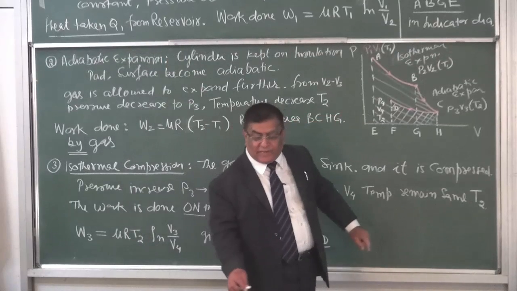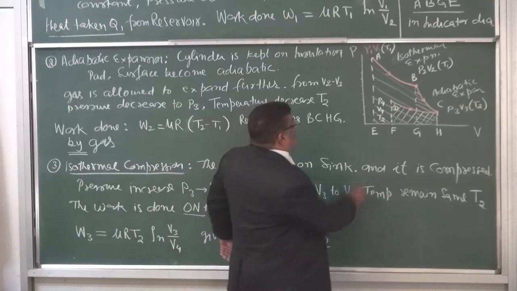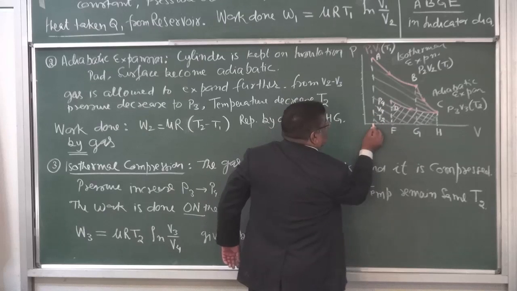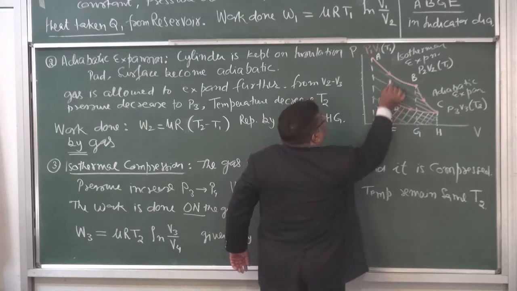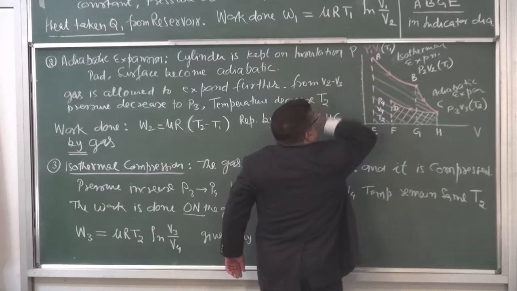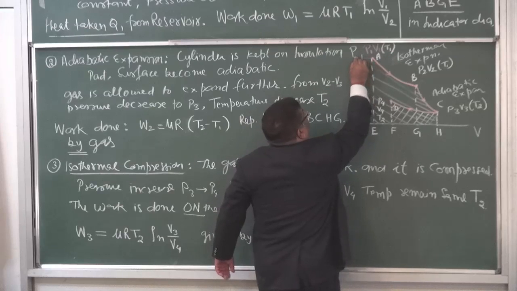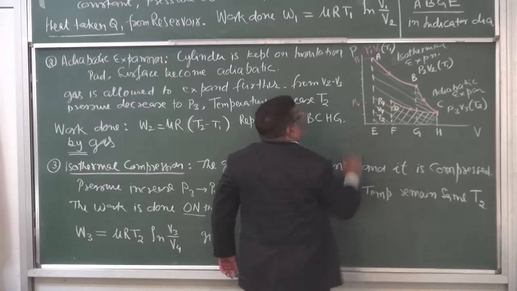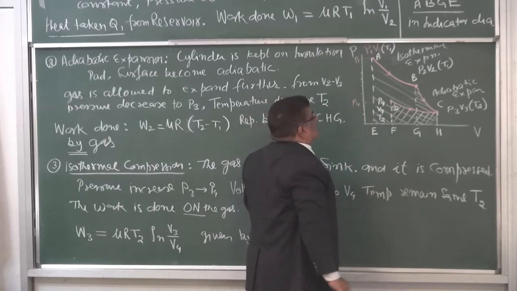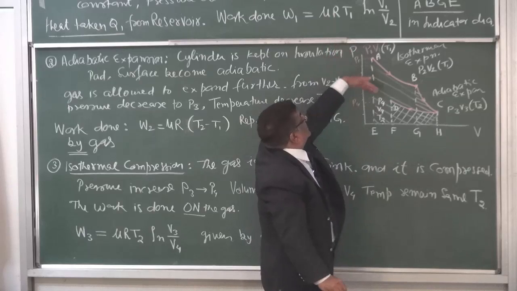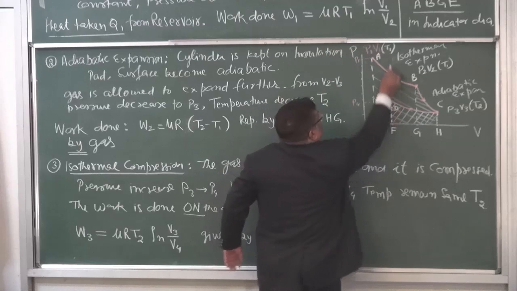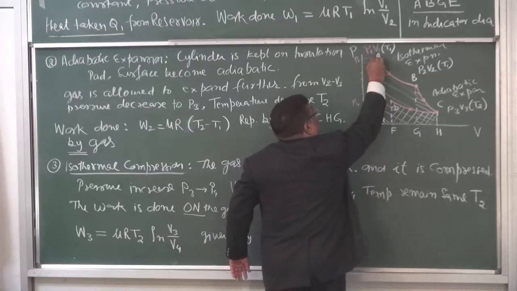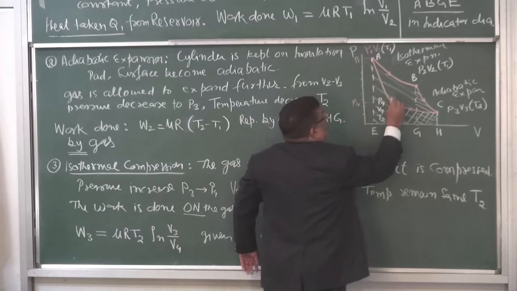Here we compress it. From here we will compress so that the volume will decrease this much and the pressure increase this much. This is pressure P1, this is pressure P4. So we compressed it suddenly so that the pressure increased from P4 to P1, and the volume compressed to V1. In this process, this is the point.